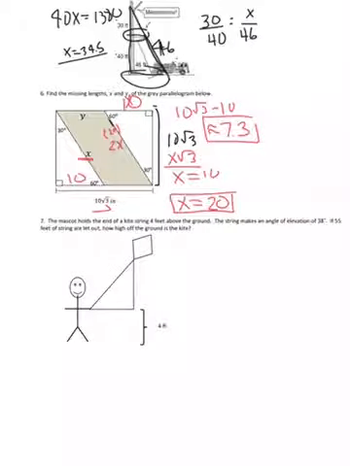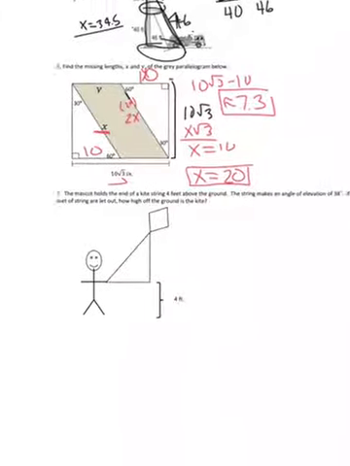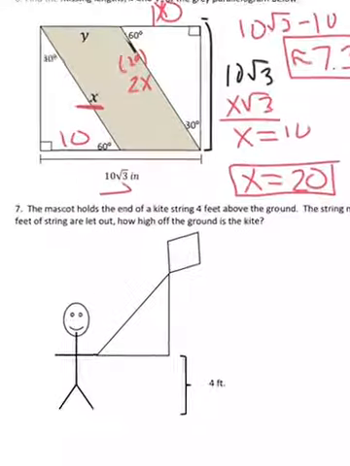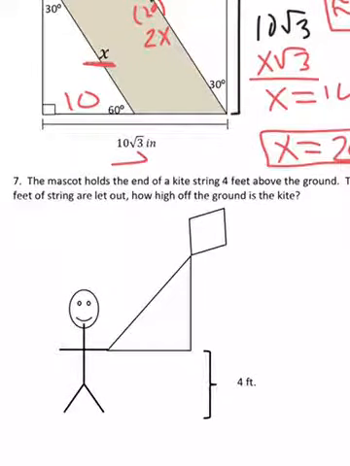Last one, the mascot holds the end of a kite string 4 feet above the ground. The string makes an angle of elevation of 38 degrees. If 55 feet of string are left out, how far off the ground is the kite? So 55 feet of string, 38 degree angle of elevation, you need X. Pretty straightforward trick here.